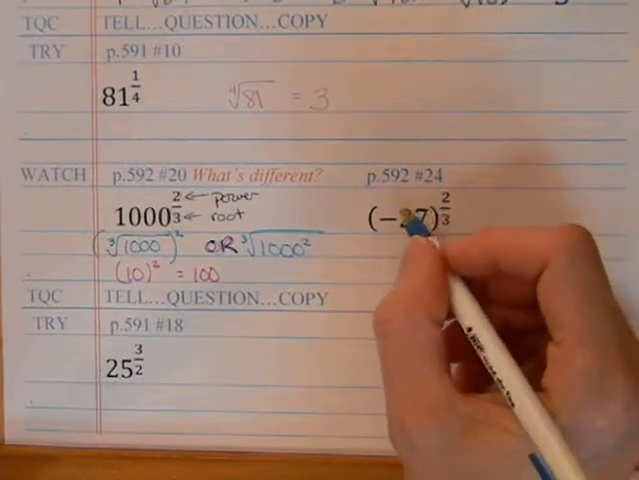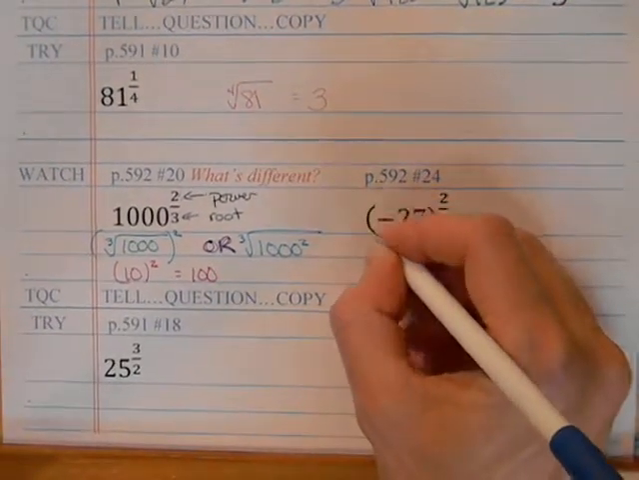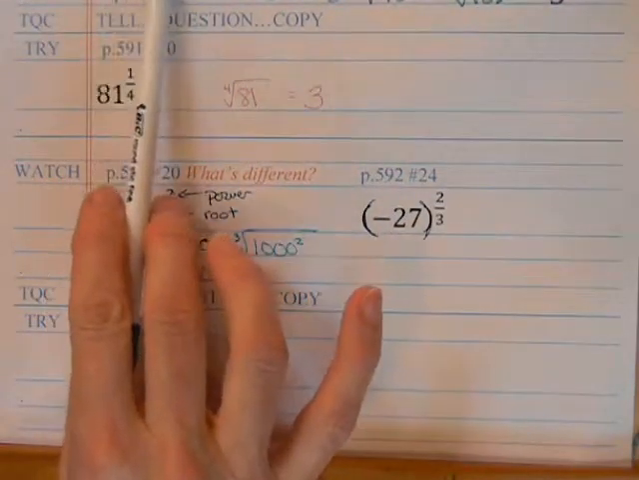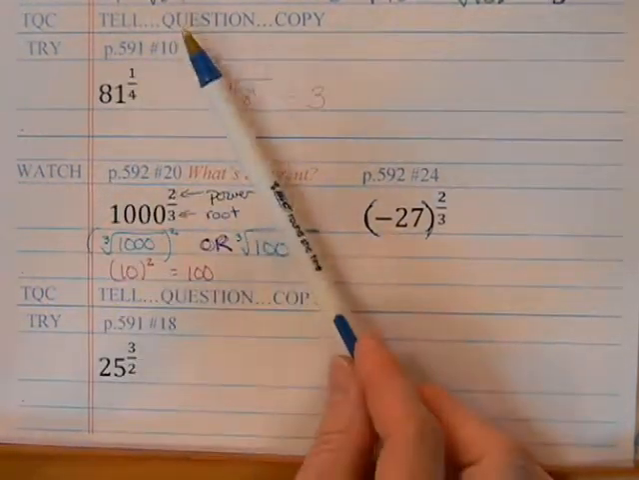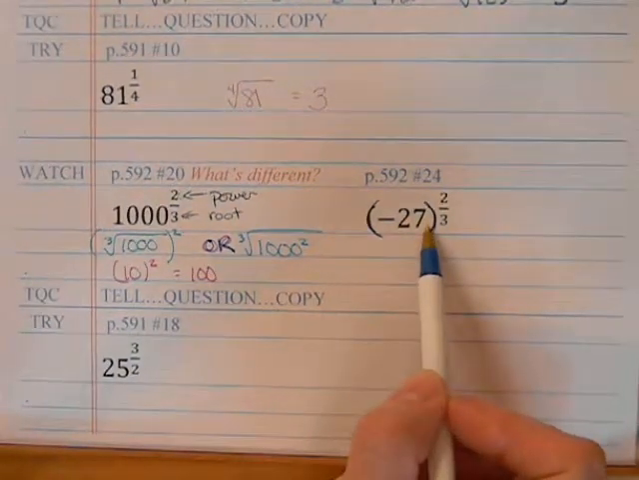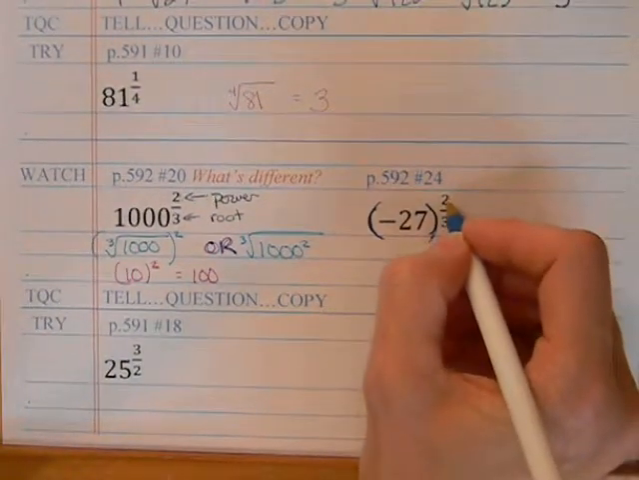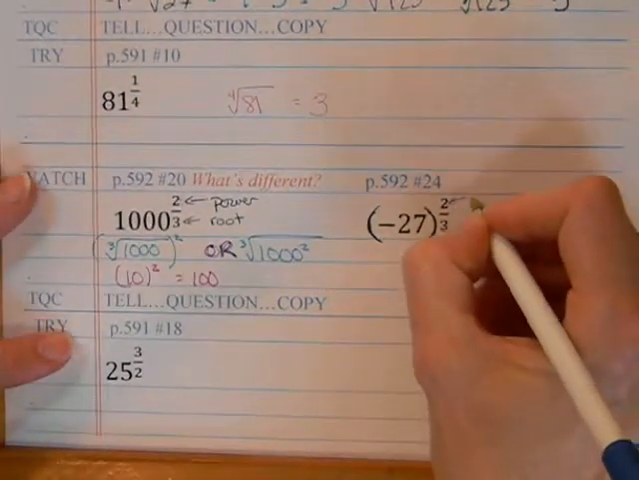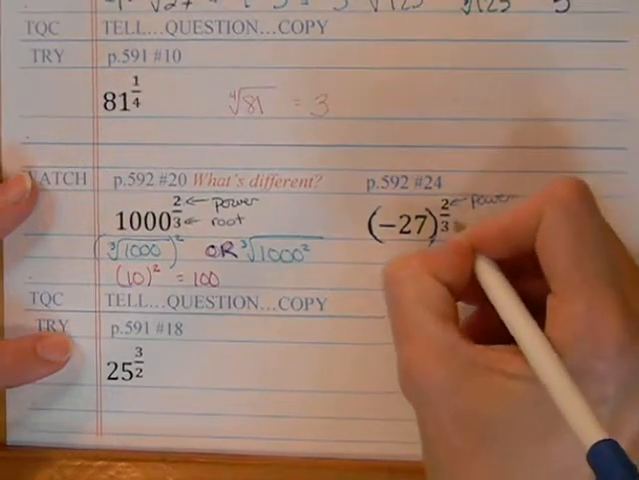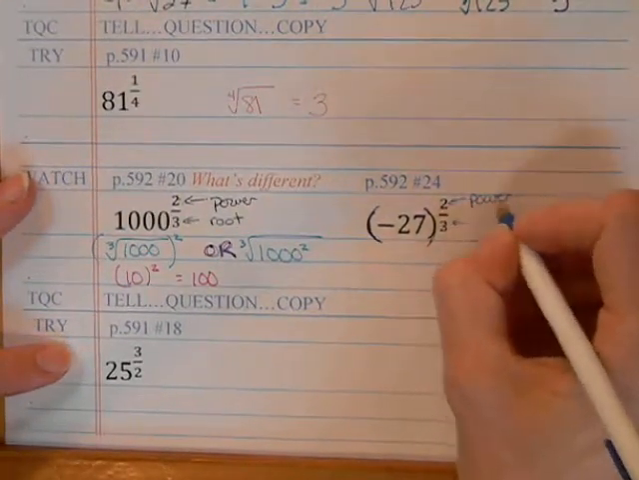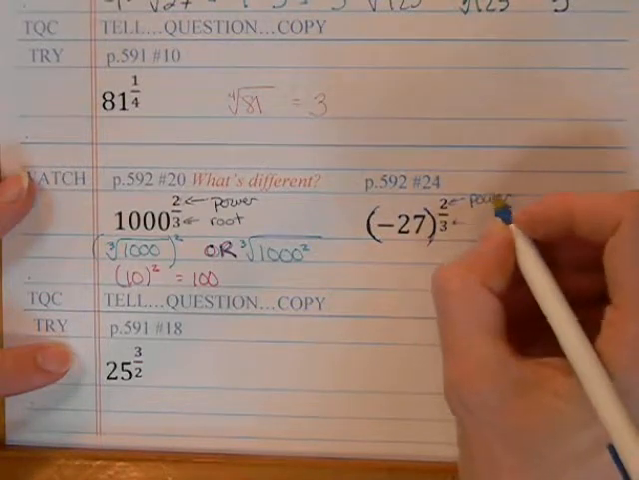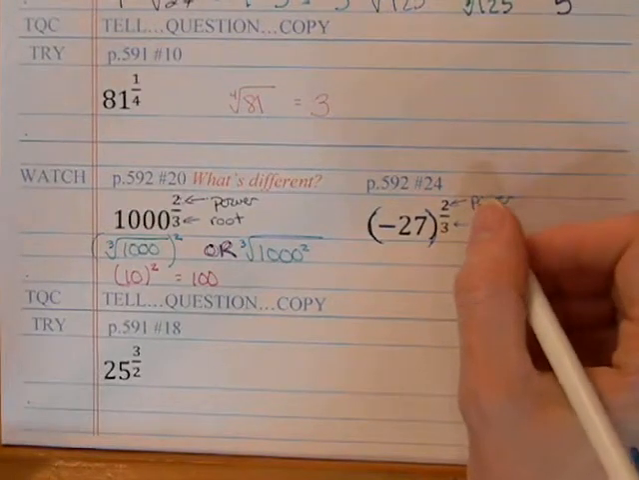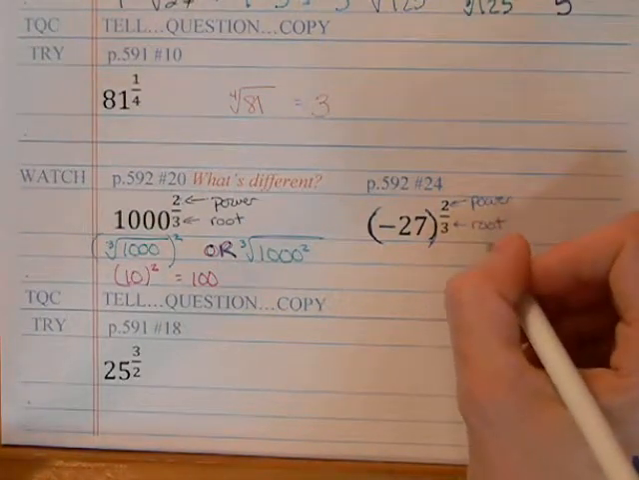Let's look at number 24. We've got negative 27 in parentheses. Okay, that means something different than the negative 27 to the 1/3 that we saw further up on the page. The parentheses mean that the power and root apply to the negative as well. So we've got a power of 2, or an exponent of 2. Actually, the whole thing is the exponent. The 2 means we're raising it to the power of 2. The 3 in the denominator means that we're finding the cube root, or it's a radical with an index of 3. There are 2 different ways to say that.